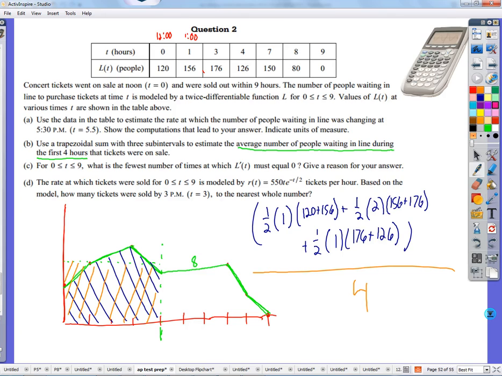The rate at which tickets were sold is modeled by that. Since it's saying it's the rate at which tickets were sold, what does that have to do with this? Yeah, it influences how people are leaving because they're buying tickets. Also, maybe it has something to do with the derivative. Based on the model, how many tickets were sold by 3 p.m., time equals 3, to the nearest whole number?